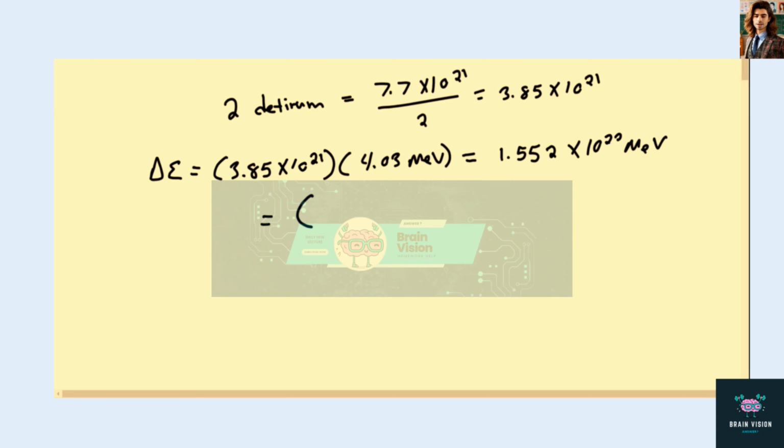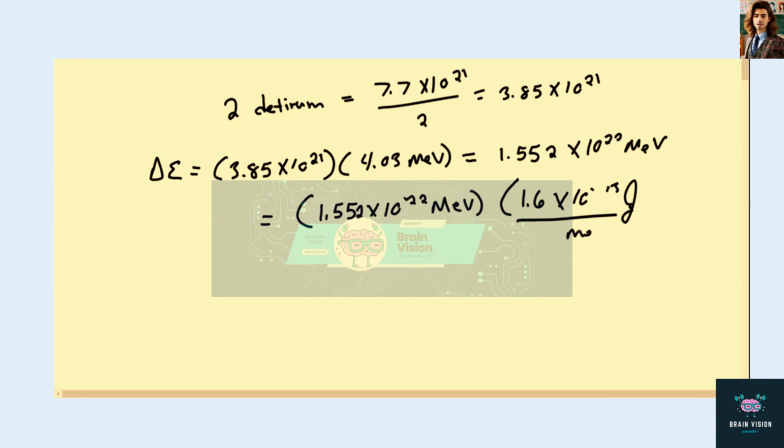So we have that 1.55 times 10 to the 22nd power MeV times 1.6 times 10 to the negative 13 joules per MeV. Okay. And then we end up getting 2.48 times 10 to the 6 joules.